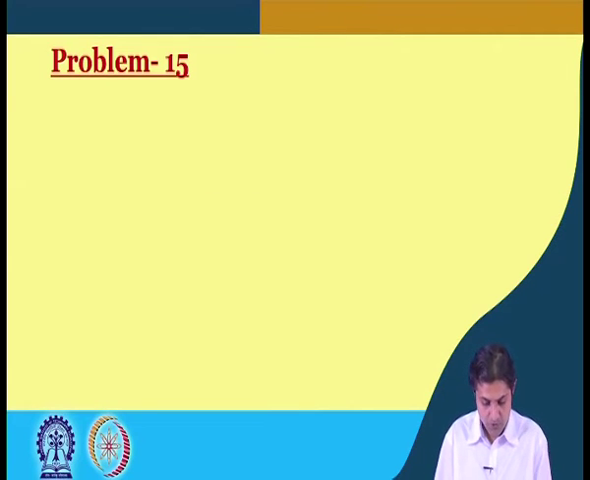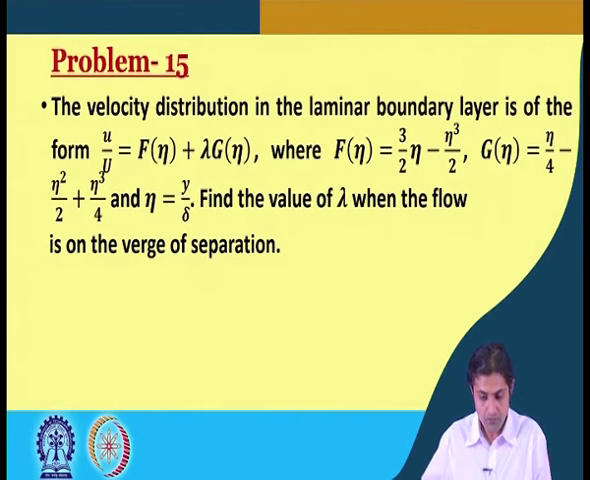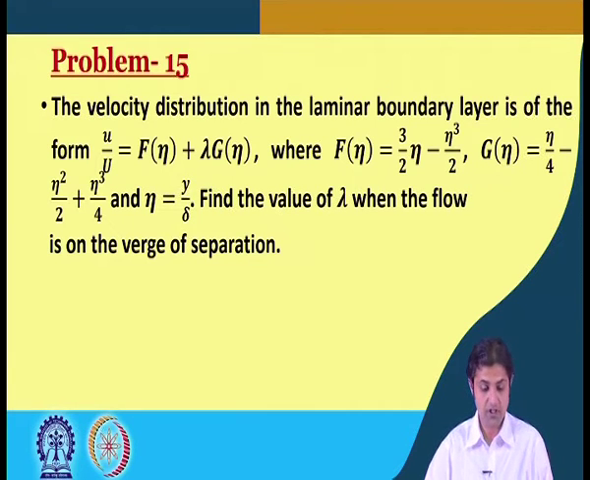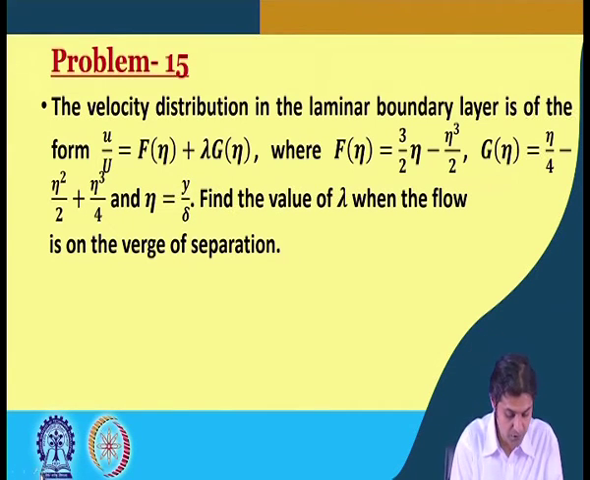So now one more problem. The velocity distribution in the laminar boundary layer is of the form u/U is equal to f(η) plus λ g(η), where f(η) is 3/2 η minus η³/2, and g(η) is η/4 minus η²/2 plus η³/4, and η is y/δ. Find the value of λ when the flow is on the verge of separation. So this is an interesting problem.